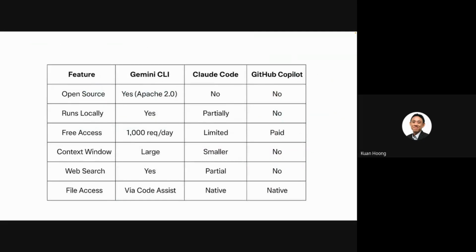If you compare other tools out there, like Gemini CLI, Claude Code, Copilot: Gemini CLI is open source. You can run locally. There is free access of about 1,000 requests per day, a large context window, 1 million token context window. You can do web search, and you can do file access.